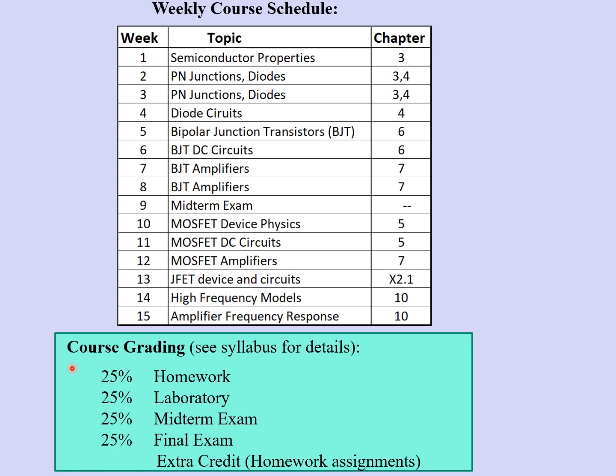Course grading: there are 4 different components to the course, and they are equally weighted. Those components are homework, laboratory activities and reports, a midterm exam, and a final exam. All of these are explained in more detail in the syllabus.